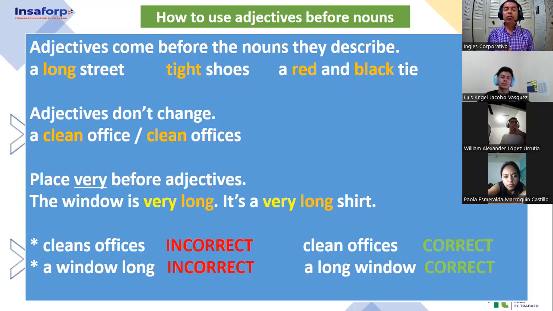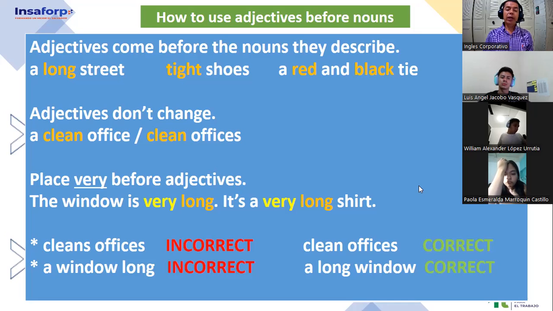Okay? So these are the characteristics of the adjective. Another characteristic is that they don't change. For example, I say a clean office, right? Una oficina limpia, right? But you don't say cleans offices, like in Spanish, oficinas limpias. No, in English is the same, right? No cambia el adjetivo. Sea el nombre singular o plural. Does not change, right? Okay. Let's continue.